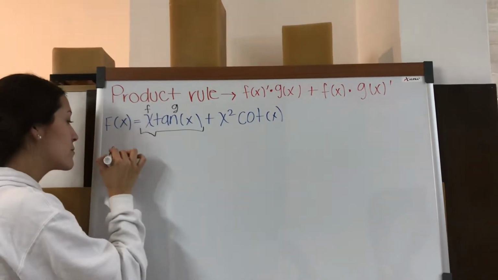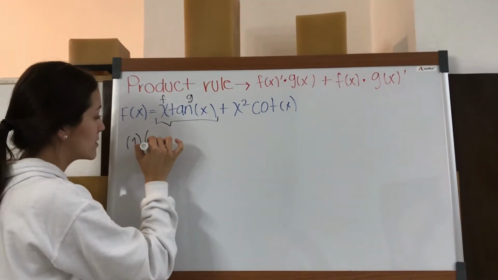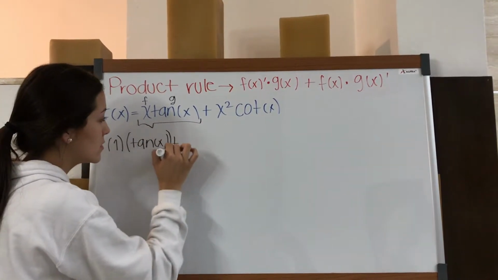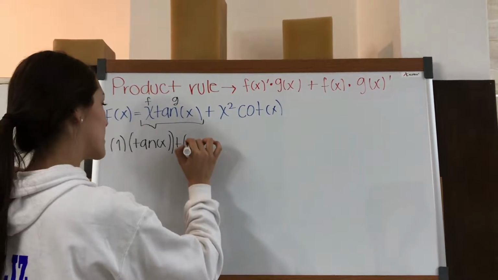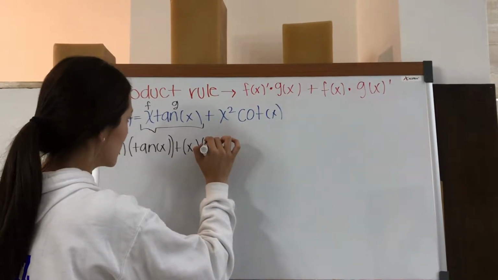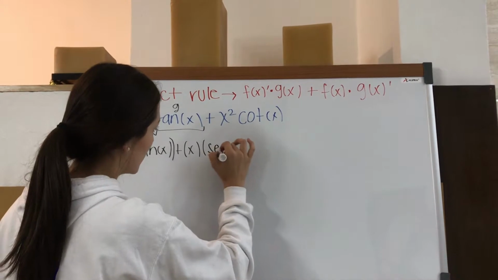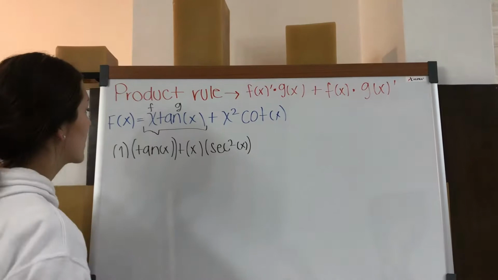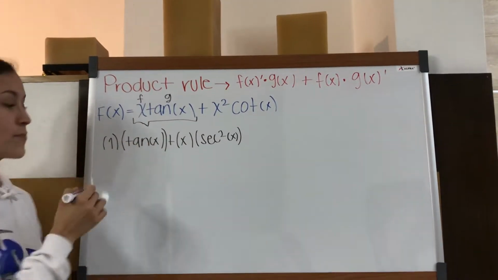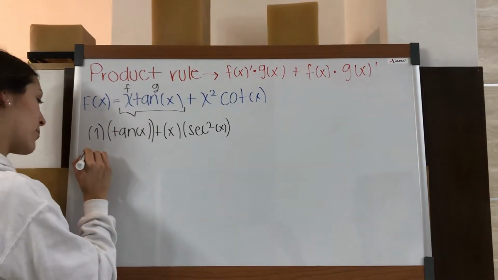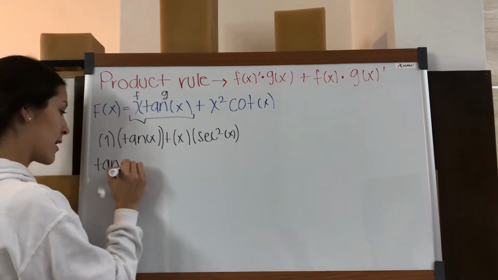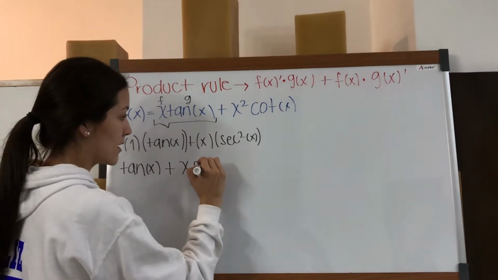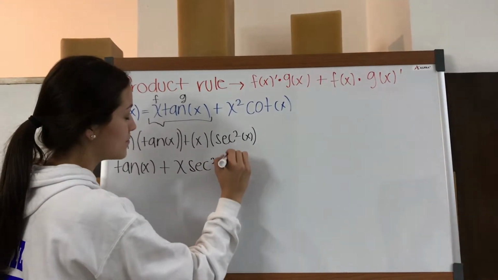The derivative of the first one is 1 times tan x plus x times sec square of x, and we have to do the multiplication, and we get tan x plus x sec square of x.